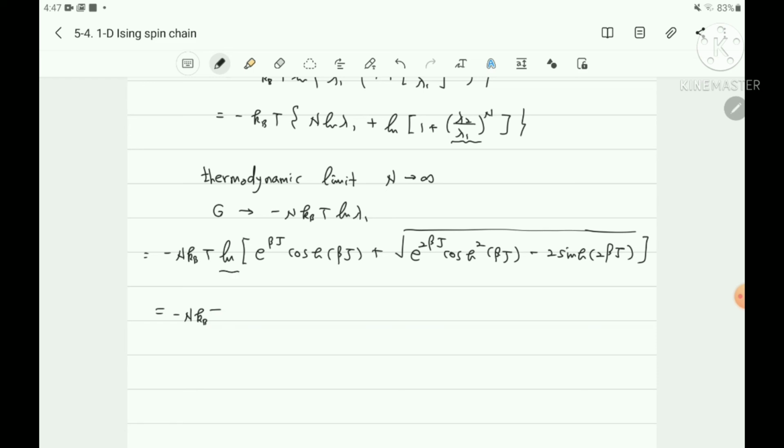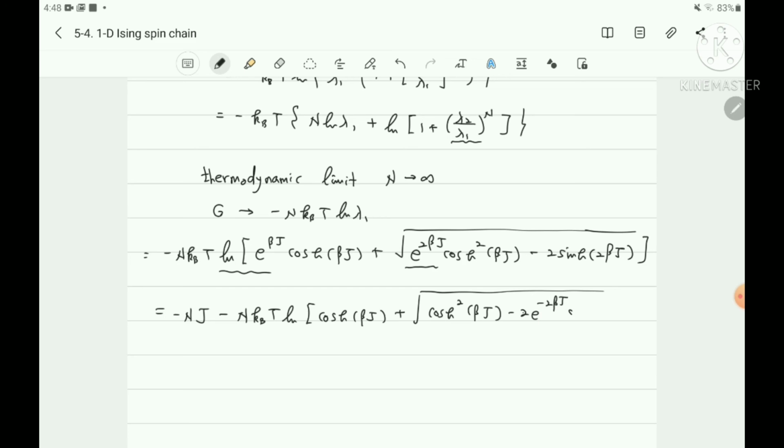Here, in the first term, beta J, beta is the reciprocal of kBT and they cancel with each other, therefore it is minus nJ, and minus n kBT ln of cosh beta h, and also here we extracted exponential beta J outside, plus the square root of cosh squared beta h minus 2 exponential minus 2 beta J sinh 2 beta J. Okay, and this is the thermodynamic limit of the Gibbs free energy.